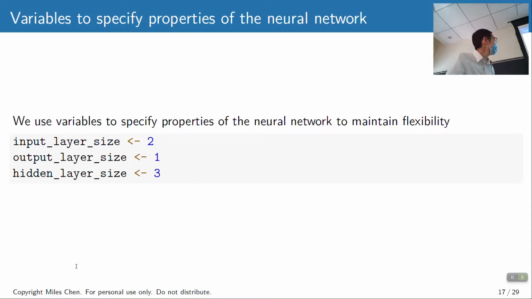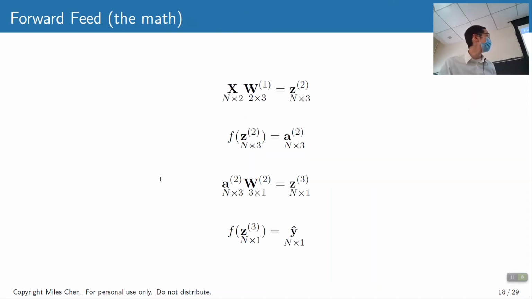Okay. And now, here I'm using these variables: input layer size 2, output layer size 1, hidden layer size 3, indicating how many nodes we have in each of these things. And by using variables, this gives our network some flexibility. So later on, if I wanted to change the hidden layer size to, say, 10 nodes, I can just change this from a 3 to a 10, rather than having to change everything everywhere.